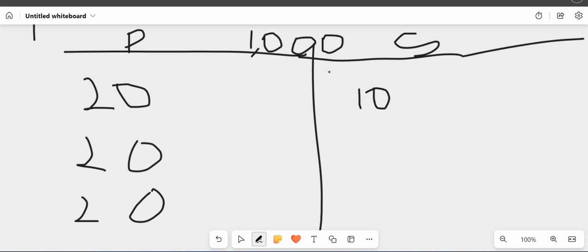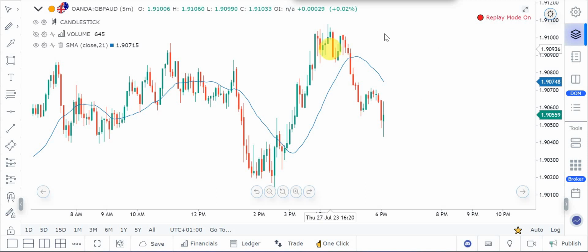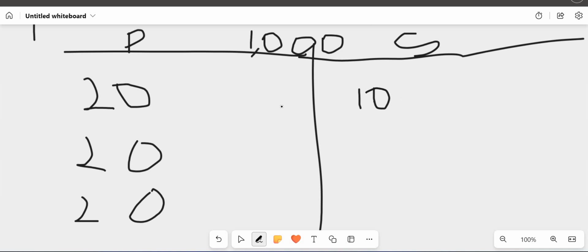Okay, so I don't want this video to be too long, but if we continue, you will see multiple opportunities to enter the trade and make profit. Now we didn't calculate our stop loss, our lot size and all that.